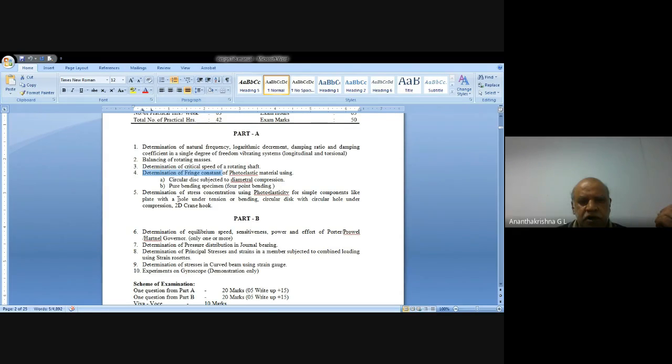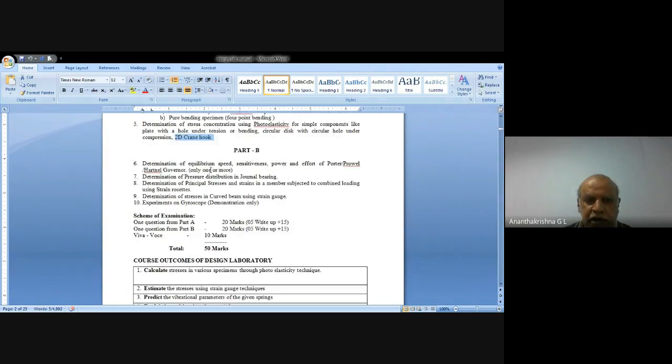Then the next experiment is to determine the stress concentration factor. In this case, we will have a circular disc with a hole at the center subjected to diametral compression, and then we find out the stress concentration factor. And then we have a crane hook model. Using that, we are going to find out stresses in a crane hook. That's part A.